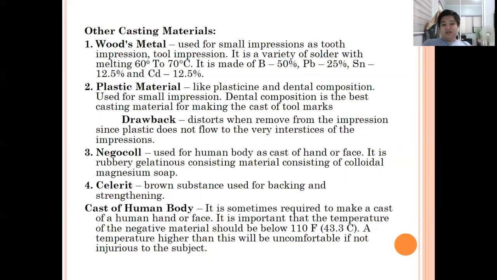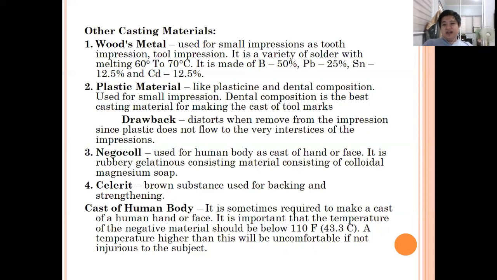Next is cellaret. Cellaret is the same as negocol, but the color or appearance of cellaret is not the same as negocol. Cellaret is just a brown substance used for backing and strengthening. So commonly it is just an additive in order to add durability to the cast materials.